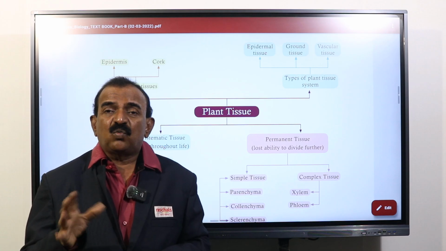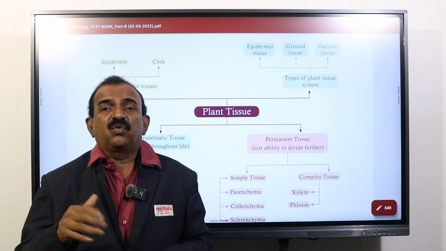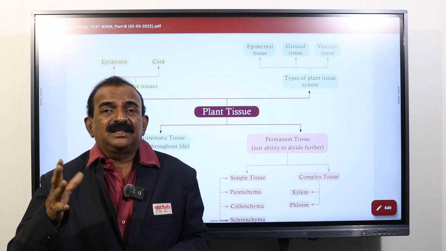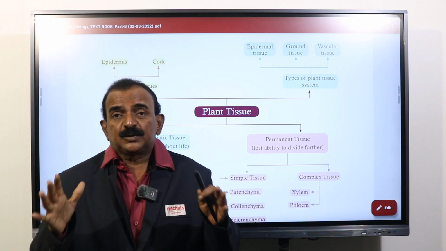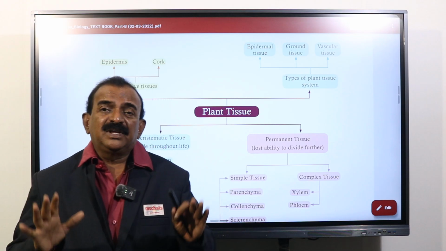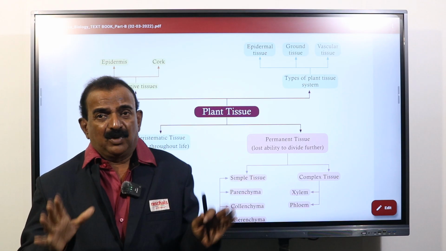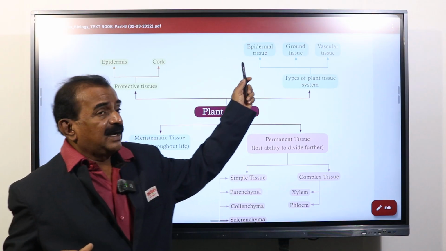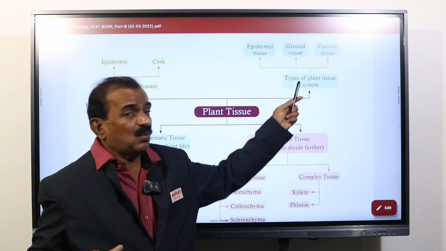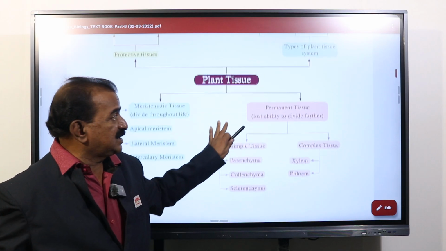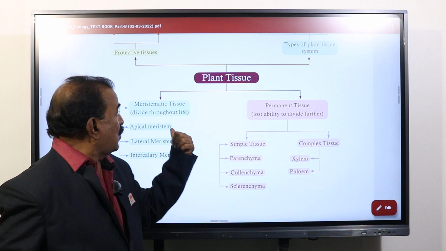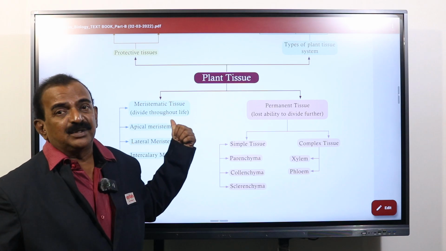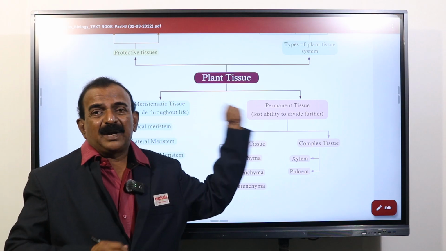Xylem is for conduction of water and minerals, and phloem, also called bast, is useful for transportation of food from leaves to different parts of the plant body. So that is called vascular tissue. We discussed epidermal tissue, ground tissue and vascular tissue, and now we need to understand what meristematic tissue and permanent tissues are.